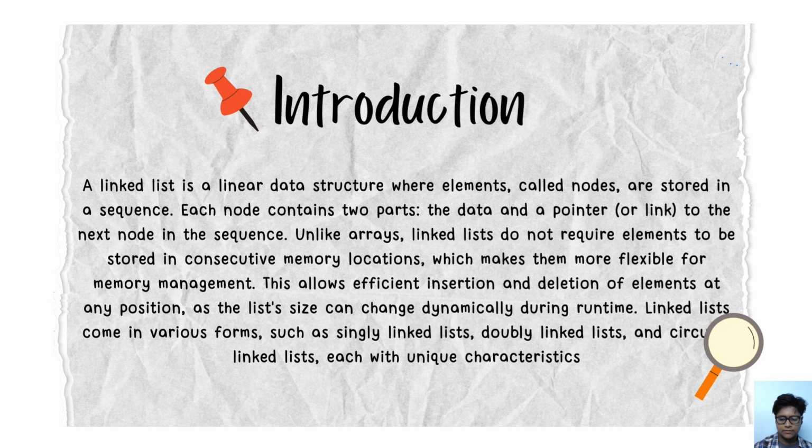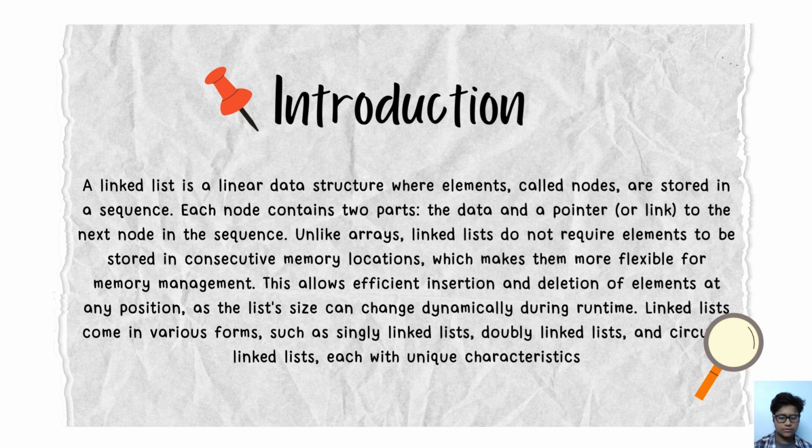Unlike arrays, where elements are stored in continuous blocks of memory, a linked list stores elements in nodes non-consecutively. Each node contains two parts, the data and the link to the next node in the sequence.